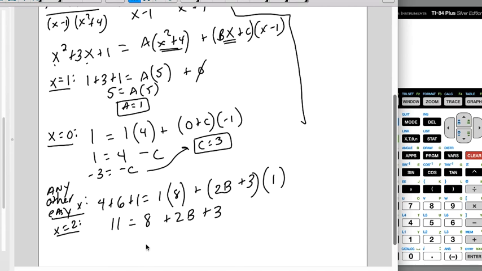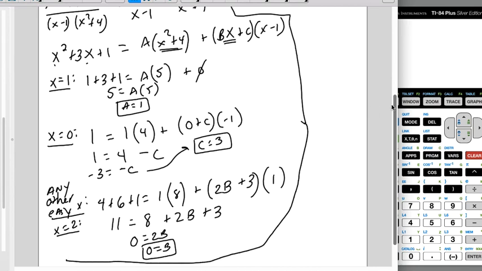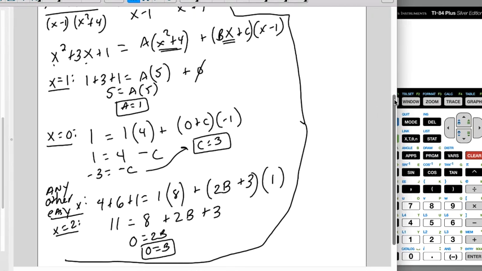So I'm pretty sure when I subtract the 8 and the 3 over, I get 0 equals 2b, so I just get 0 equals b. Cool. So after all that work, we still haven't done any calculus. So I got 1, 0, and 3.